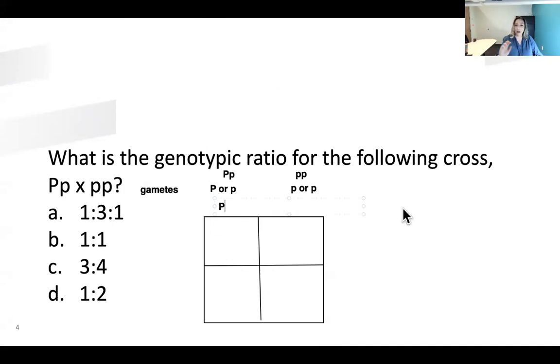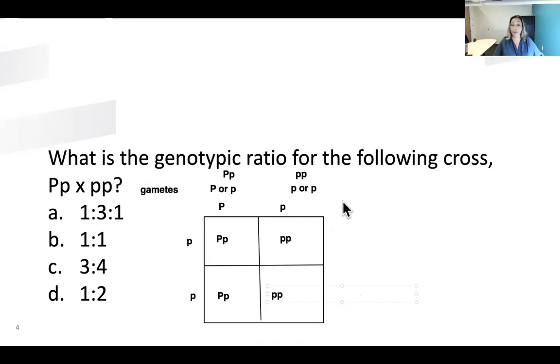Write it up. So I'm going to put my first individual on the top, big P, little p. Those are my gametes. The second individual down the side, and that individual has little p or little p. Now we just combine gametes, which represents fertilization. So in this box, I have big P, little p. This box, I have little p, little p. Here I have big P, little p, and little p, little p.